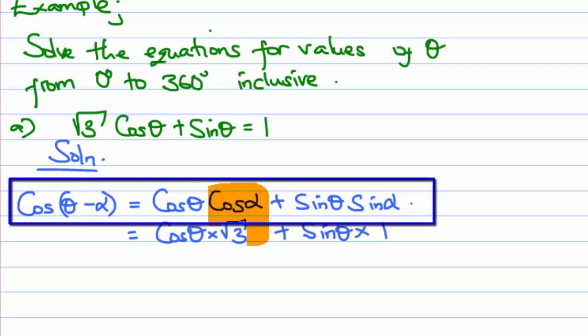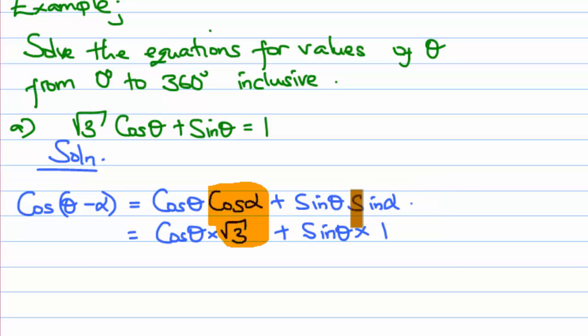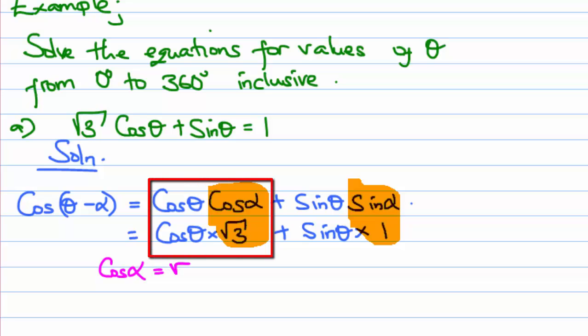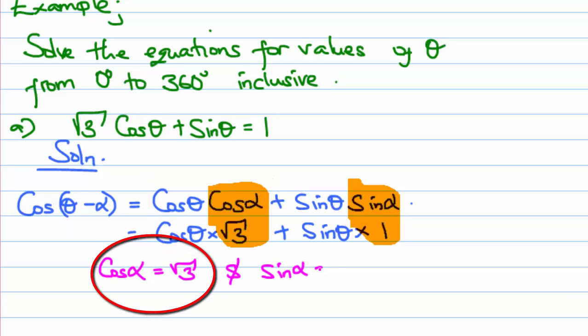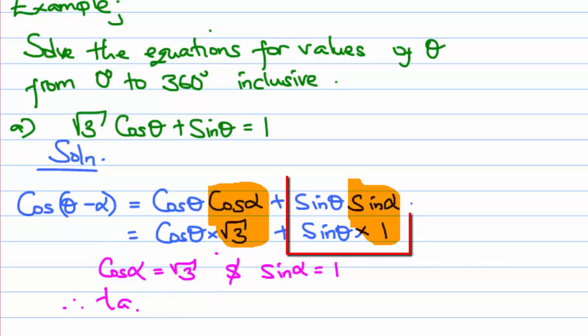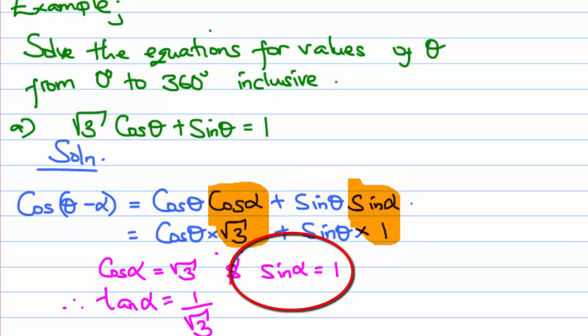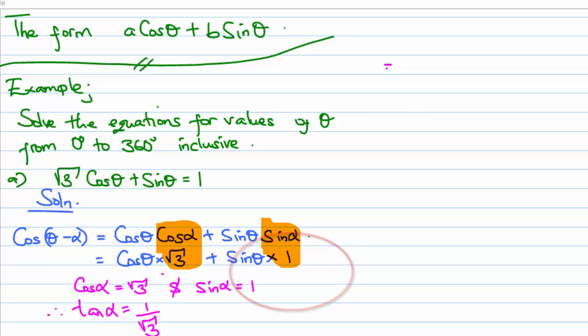As you can see, I've written the second one such that it can be easily comparable, and once you compare, you will observe that when you compare the cos theta cos alpha with cos theta times root 3, cos theta cancels out and you remain with cos alpha is equal to root 3. Likewise for sin alpha, sin theta and sin theta cancel out, you remain with sin alpha is equal to 1. You'll observe that tan alpha, which is sine over cos, is equal to 1 over root 3. And therefore we have obtained the value of alpha, which is equal to the arctan of 1 over root 3.